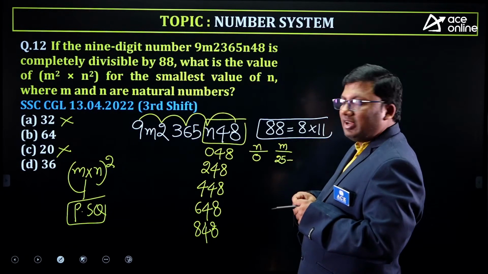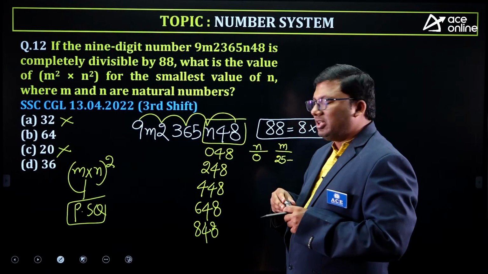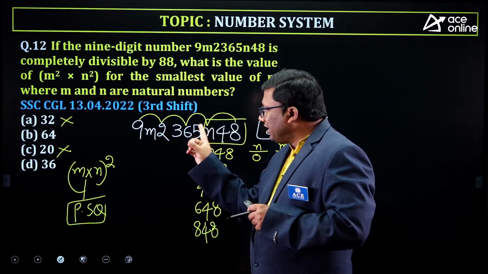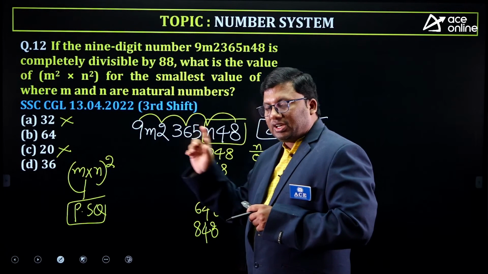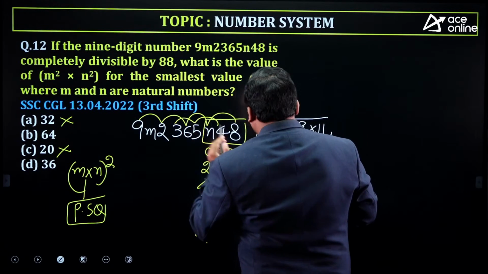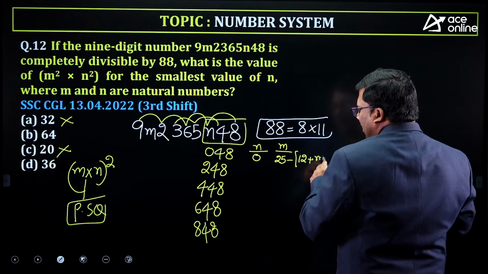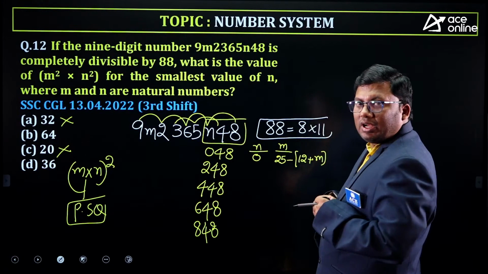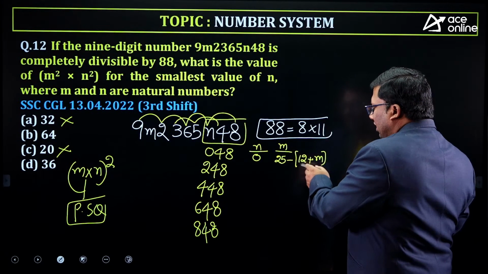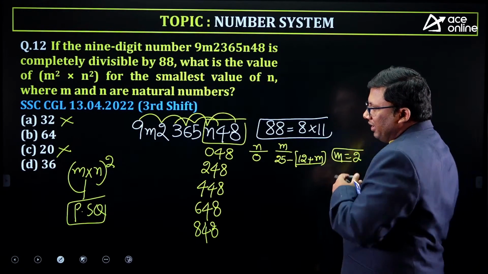25 minus... again I am explaining. 8 plus n, n is 0, so 8 plus 0 is 8, 8 plus 6 is 14, 16, 25. Minus the sum of even places. It is 12 plus m. It is 12 plus 1... 25 minus 14 means the m value will be 2.